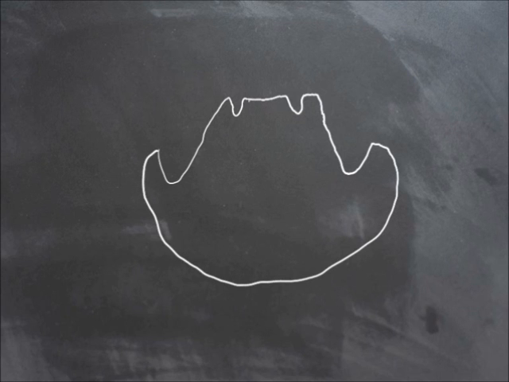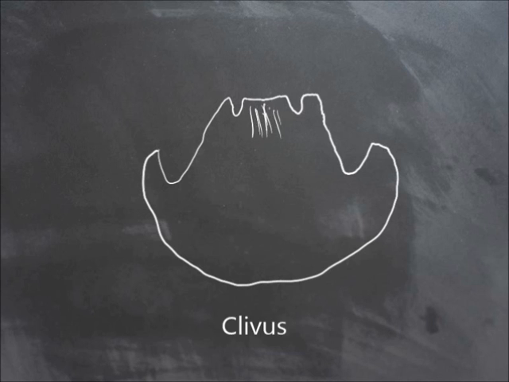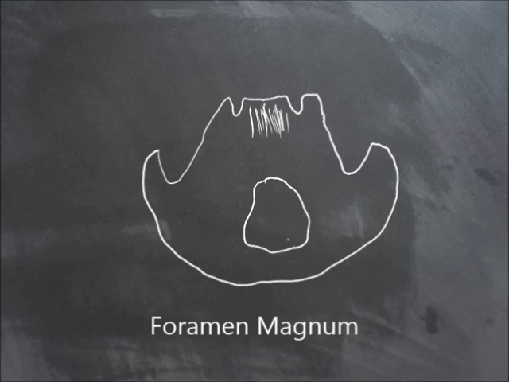Okay, so here is where that projection was with the posterior clinoid processes. And there's a bit that dips. This is called the clivus. Then we have some more foramen. We've got a giant foramen. This is called foramen magnum.